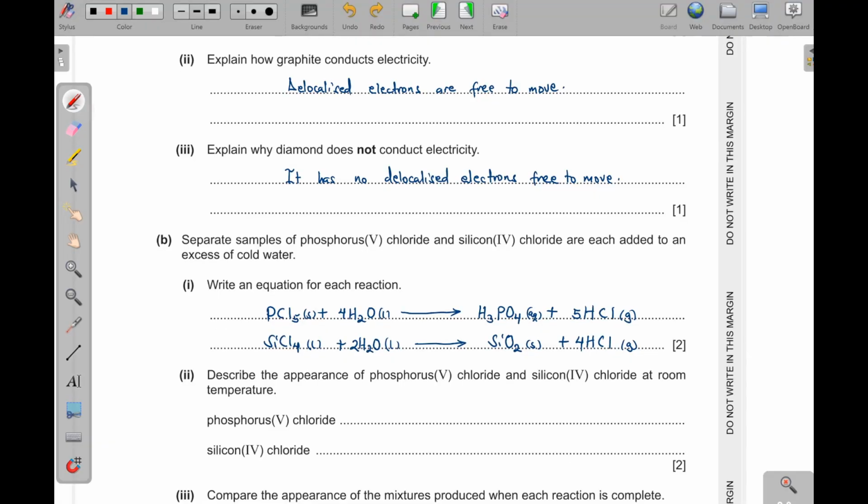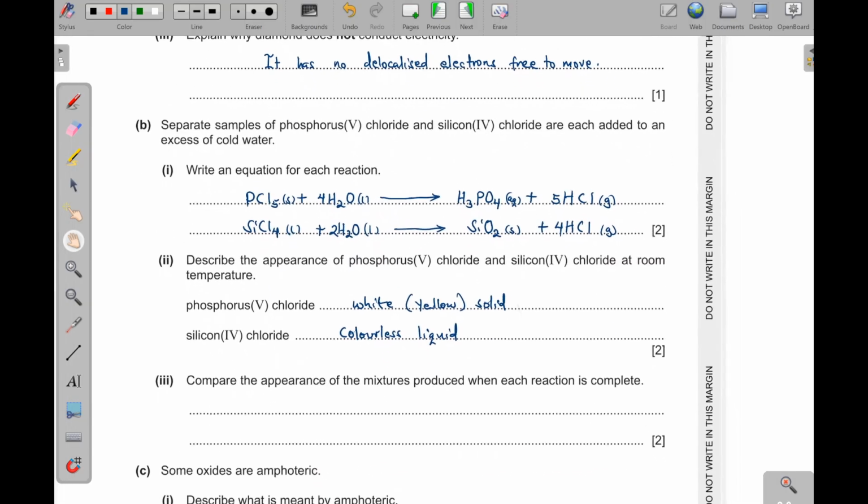Then Roman 2, they are saying describe the appearance of phosphorus 5 chloride and silicon 4 chloride at room temperature. Okay, this one is a liquid. Okay, this one is a colorless liquid, and this one is, I can say, a white solid, or you can even say, instead of white, yellowish white solid, but just write one, whether white or yellow.